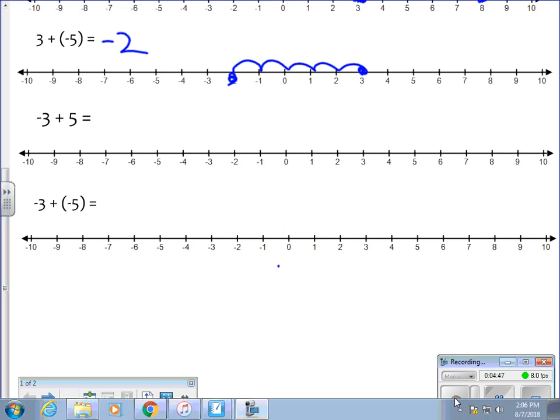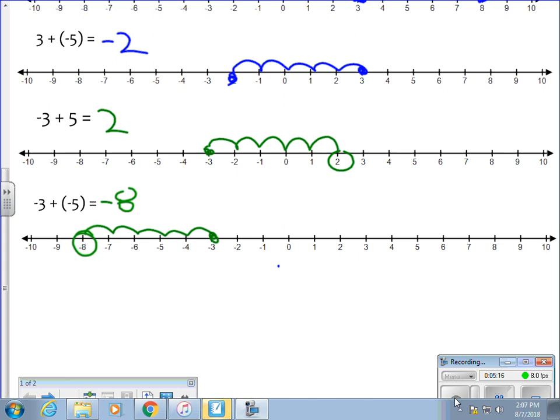Okay. So next one, we start at -3. And we add 5. 1, 2, 3, 4, 5. And we get 2. Last one we start at -3, and we do 5 in the negative direction. 1, 2, 3, 4, 5. Get -8. Easy peasy, right?